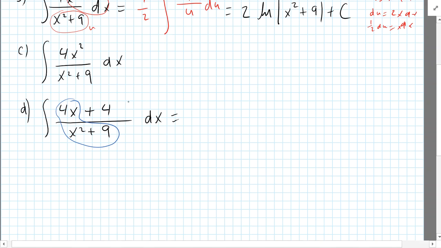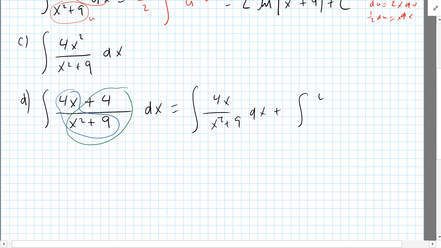And then you're going to break it apart and do the second part divided by the denominator. And you're going to end up with the integral of 4x over x squared plus 9 dx plus the integral of 4 over x squared plus 9 dx. And what's that give you?